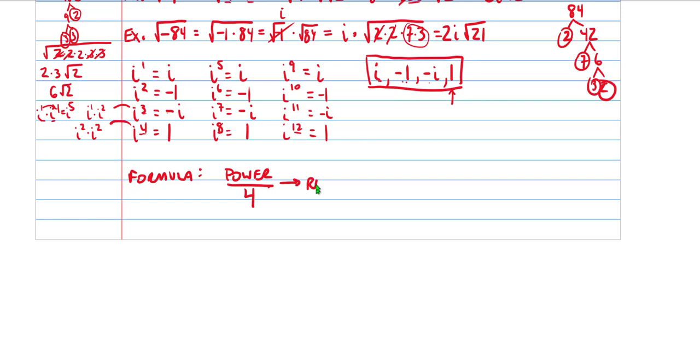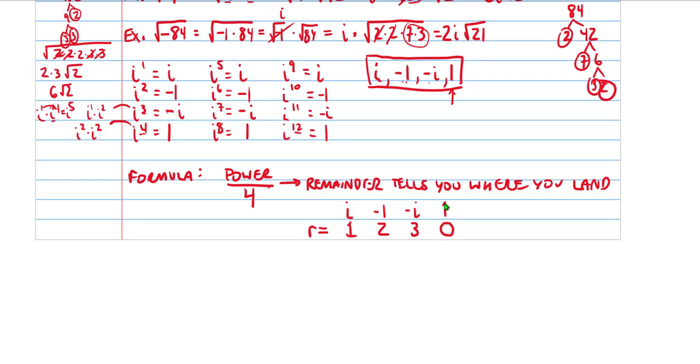The remainder tells you where you land. And what I mean by that is, if your remainder, I'm going to write R equals. Sorry, this is not correct. Sorry about that. If your remainder is 1, you land on I. If your remainder is 2, you land on -1. If your remainder is 3, you land on -I. And if your remainder is 0, you land on 1.